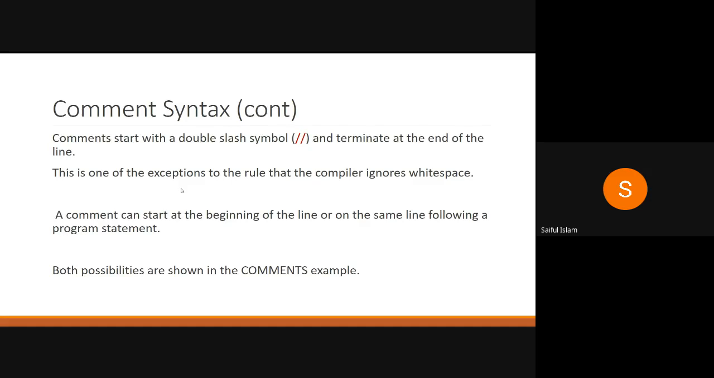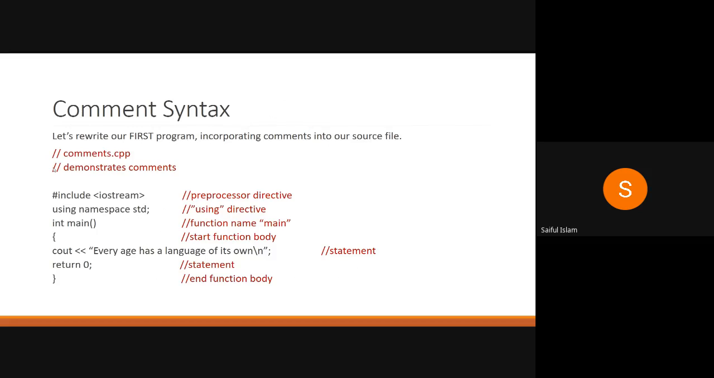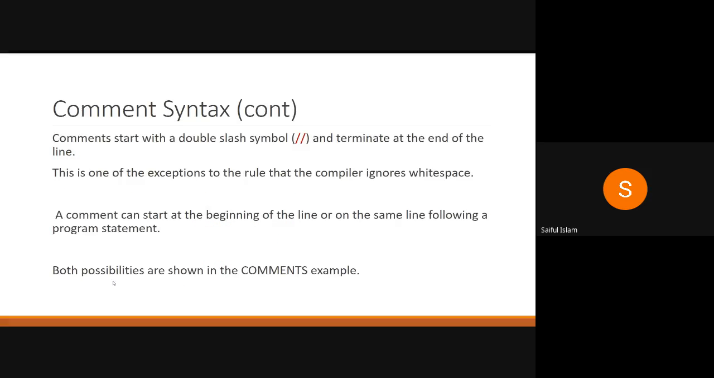The exceptions we talked about: iostream should be written in one line, a string constant should be written in one line, and comments. These are the three exceptions to white space that we talked about in the beginning. A comment can start at the beginning of a line or on the same line following a program statement. Look at this one: from the beginning of the line you have a comment, and following a program statement you have one too. So it can be written both ways, and both possibilities are shown in the comment example.